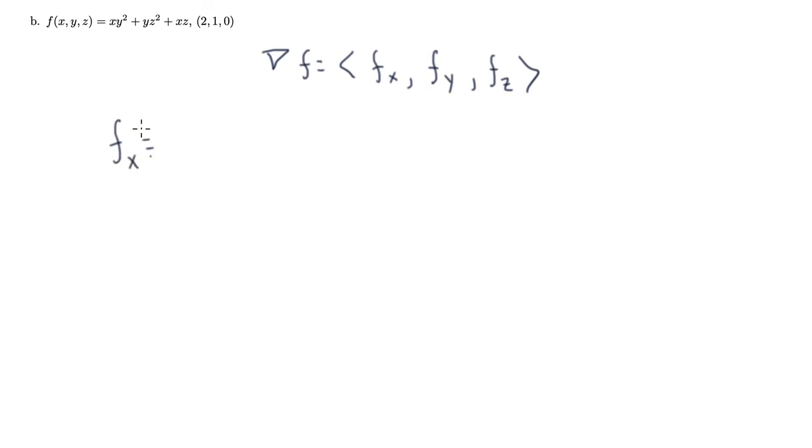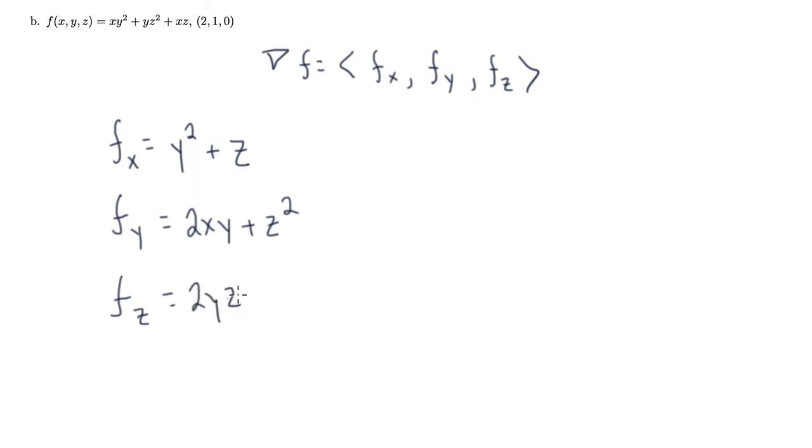Okay, so let's just see what all of these things are. So the partial with respect to x is going to be y squared. Remember, y and z we just want to treat as constants, plus z. fy is, okay, 2xy plus z squared, and then fz is going to be, okay, so 2yz plus x. Okay, I know that's pretty dry.